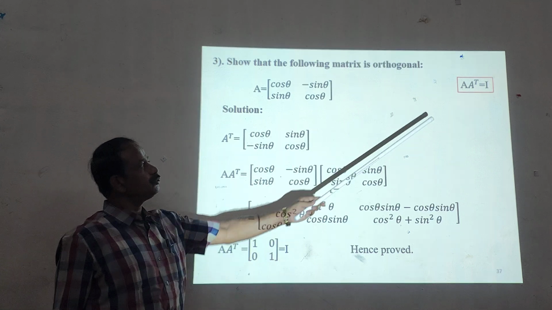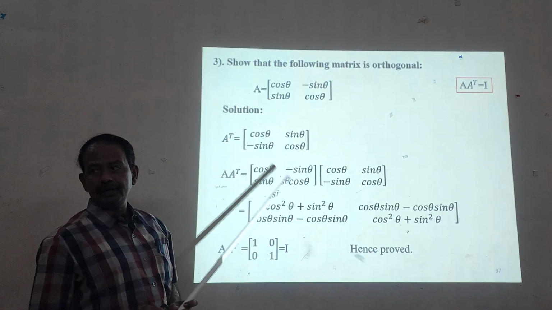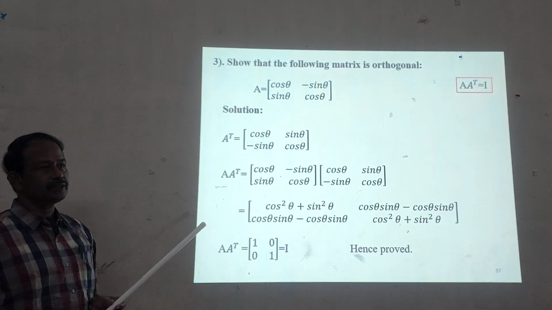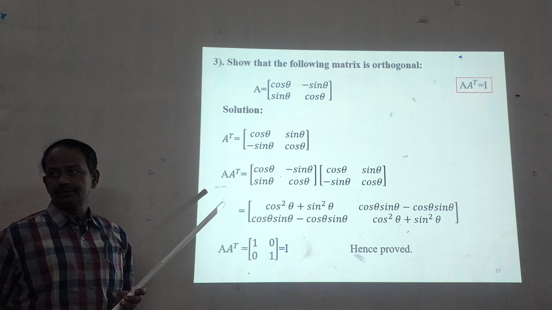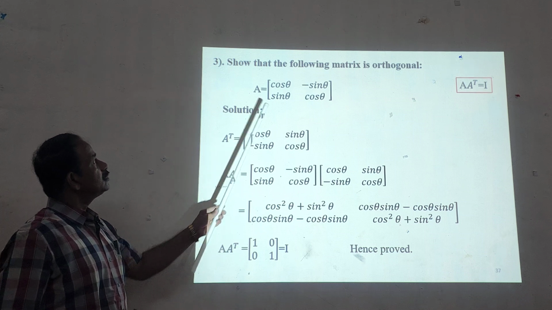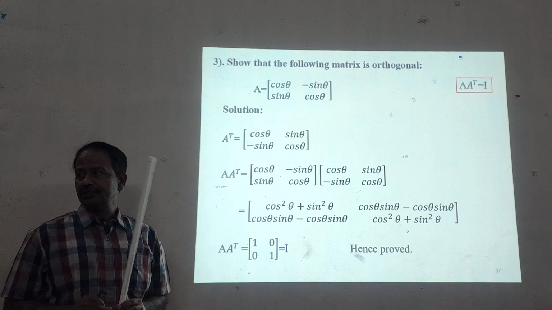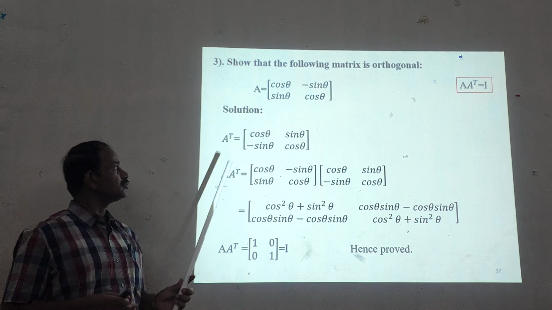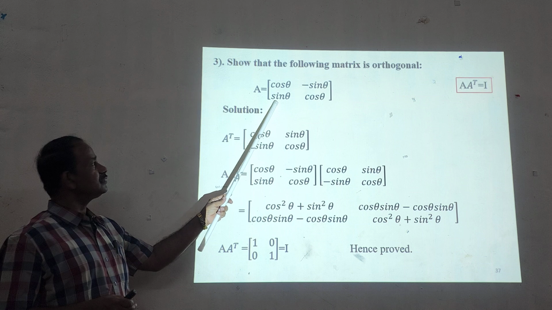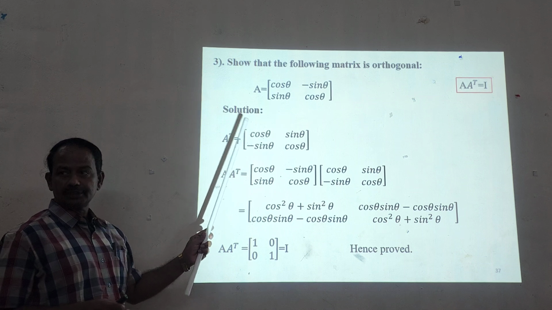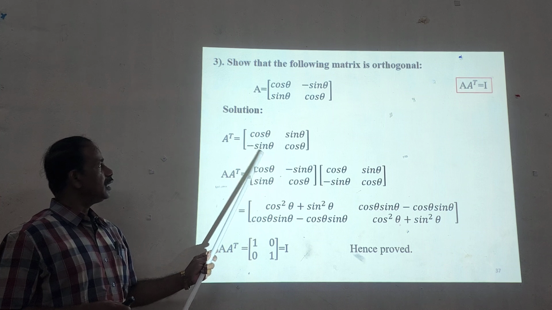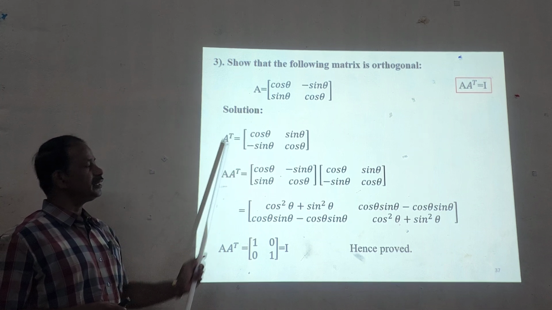For an orthogonal matrix, we have to use this formula: A A^T equals the identity matrix. A^T is A transpose, so T stands for transpose. So what is a transpose? We are going to change the rows into columns and columns into rows. This is the given matrix, and A transpose is given by this because we have changed the rows into columns and columns into rows, and you are going to multiply these two, A and A^T.